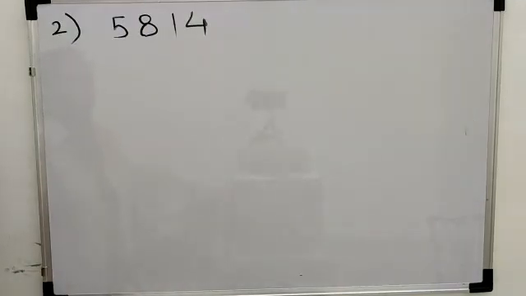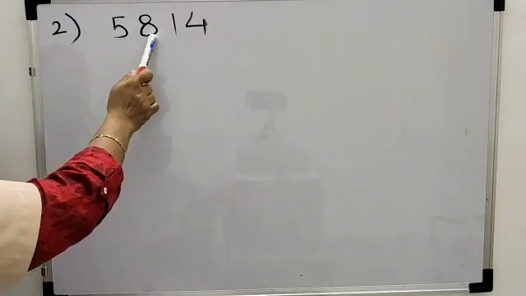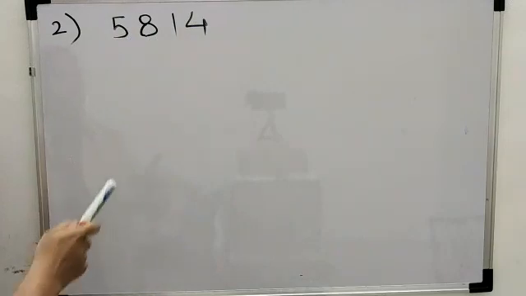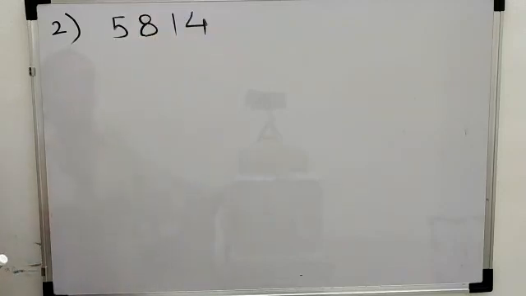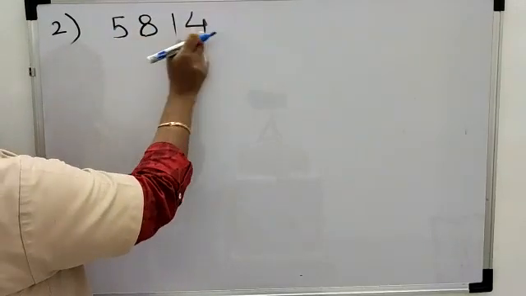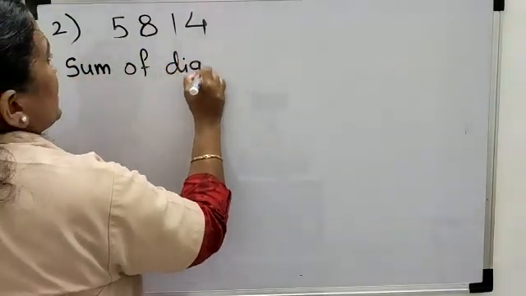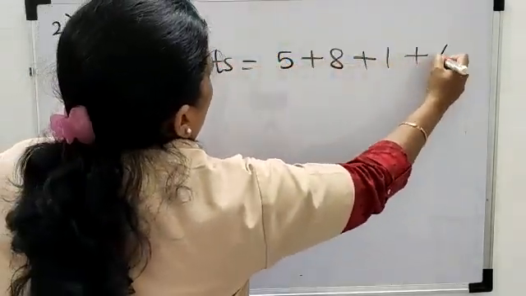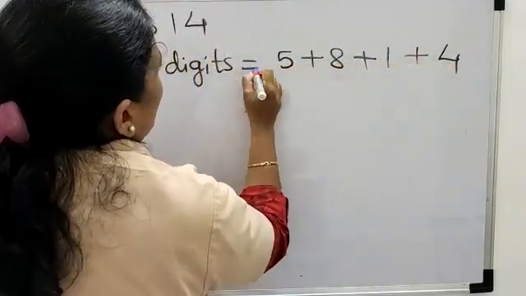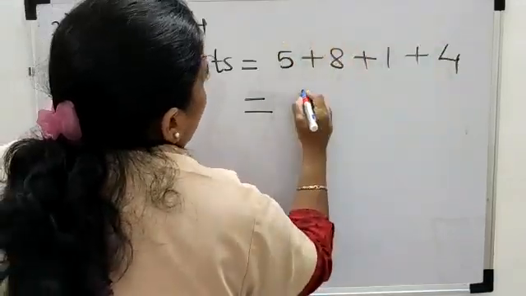Let us see one more example of divisibility by 3. Here we have considered a bigger number. The given number is 5814. The digits of the number are 5, 8, 1 and 4. As per the statement, I have to add the digits of the numbers. So, sum of digits is equal to 5 plus 8 plus 1 plus 4, which gives me 5 plus 4, 9 and 8 plus 1, 9. This 9 and this 9 gives me 18.